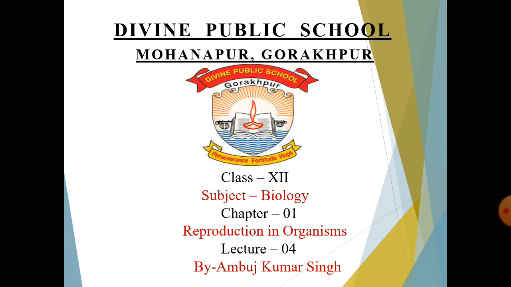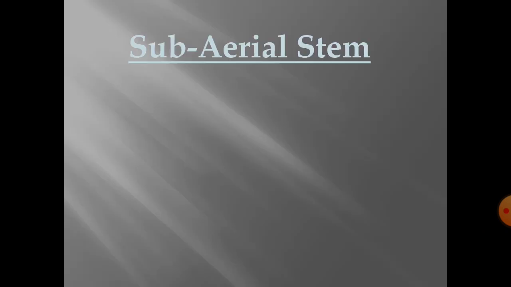Today, I am going to start lecture 4 of the same chapter. So, moving on further, I will take the subaerial stem, which is the next modified stem meant for natural vegetative propagation. Okay, let us begin. Subaerial stem.